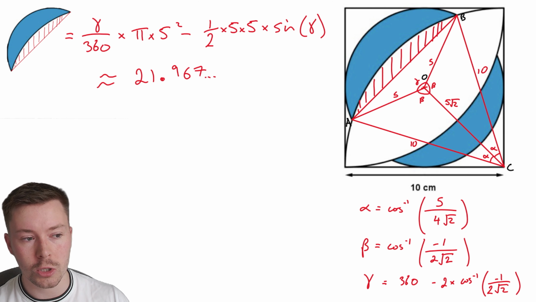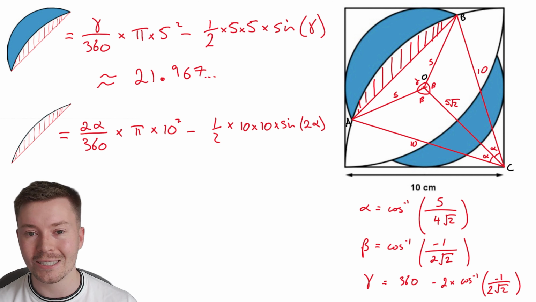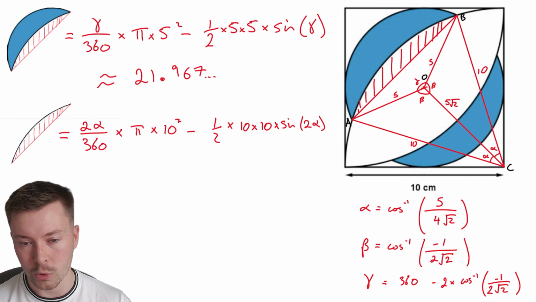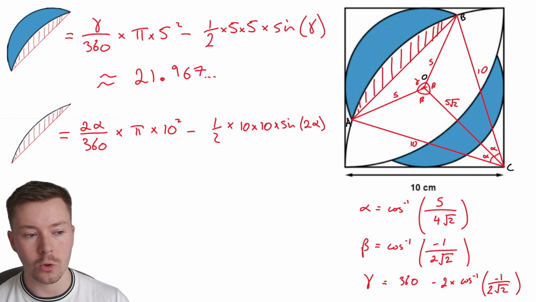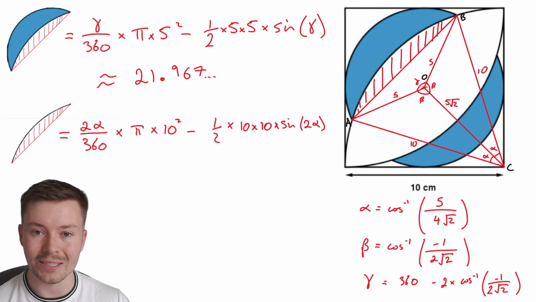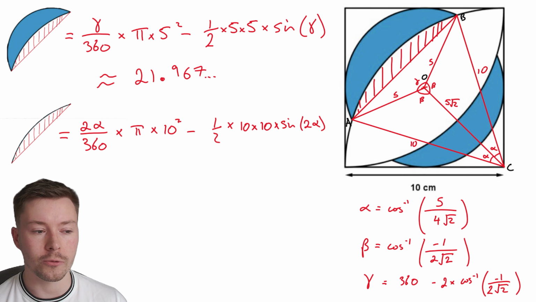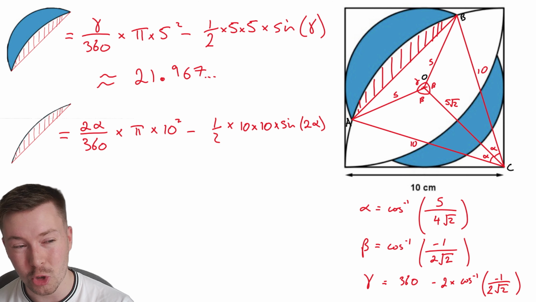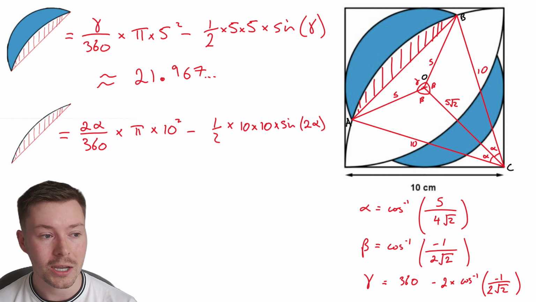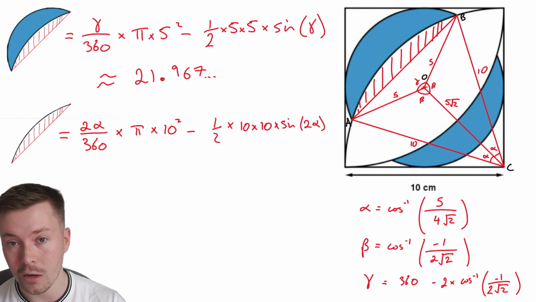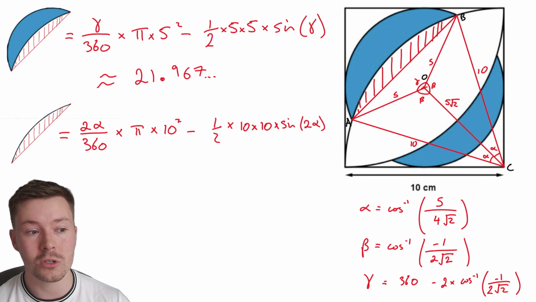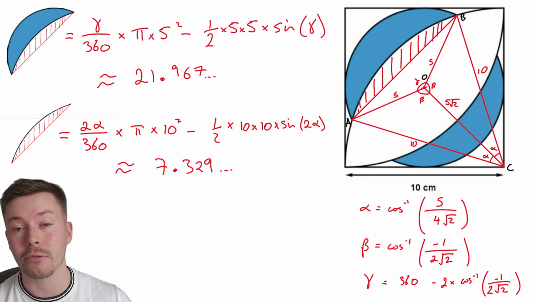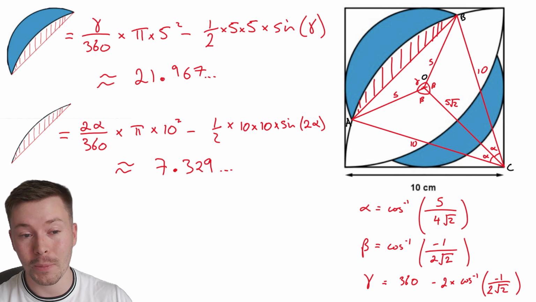Now we need to do just the red segment. Now just that red segment is to do with the 10 radius quarter circle. So we need to do 2 alpha over 360. We want that amount of 360 times pi times the radius squared, and then we're going to subtract the triangle again. Now the triangle in this case is ABC, so that's a half times 10 times 10 times sine 2 alpha. Okay, that gives you an answer of 7.329.